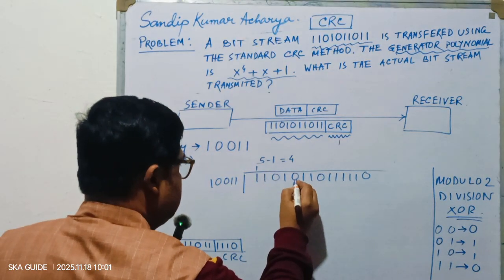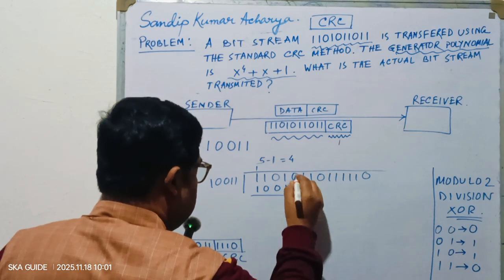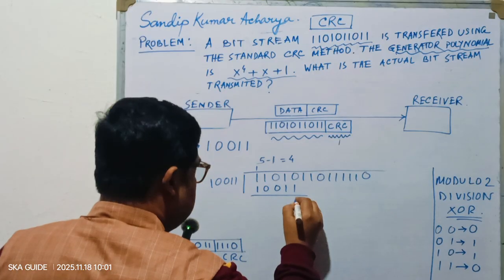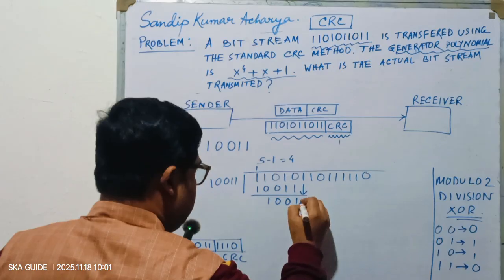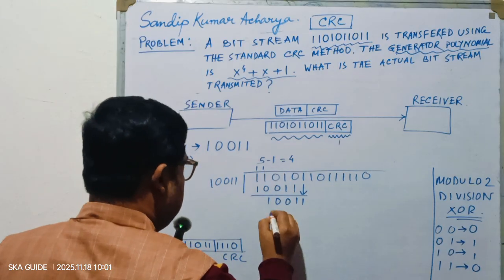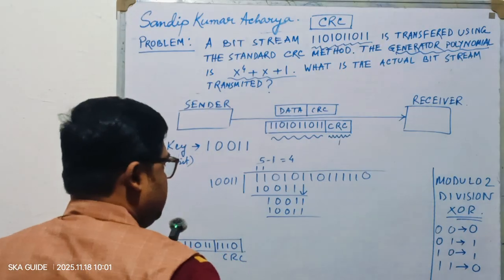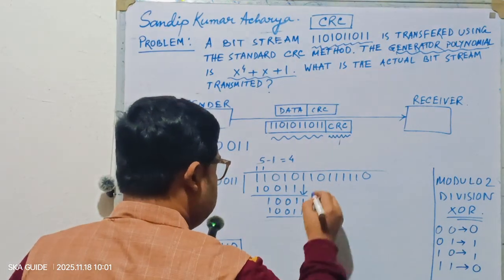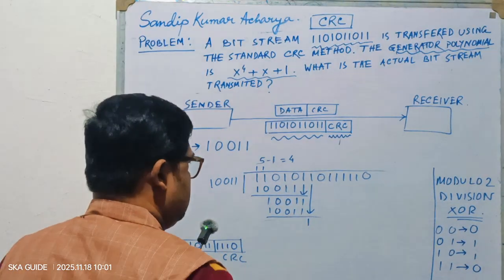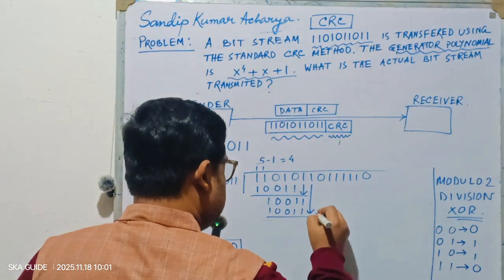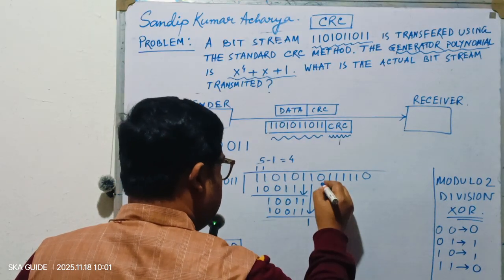So 1, 2, 3, 4, 5 bits we are considering: 1 0 0 1 1. Fine. So XOR is what? 1 0 0 1, this one is 0. Simply we're putting it down. 1. Again it is 1 1 0 0 1 1. So it is all 0. The 1 will be there automatically. But we need 4 more bits to make it a 5. So we need this 0.